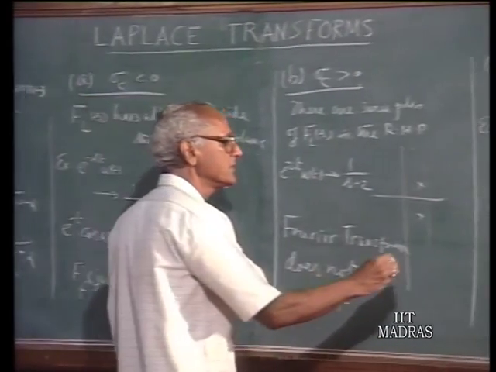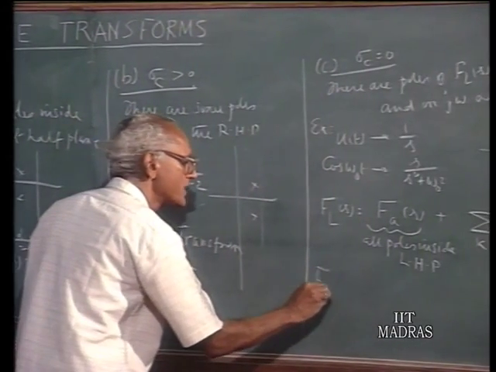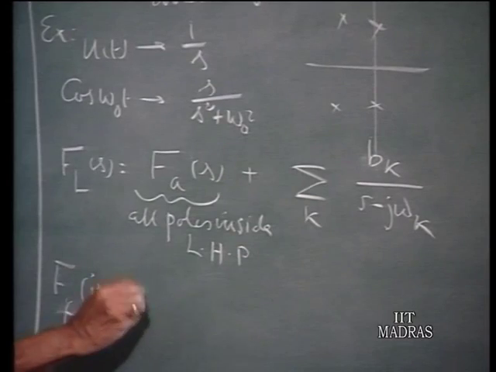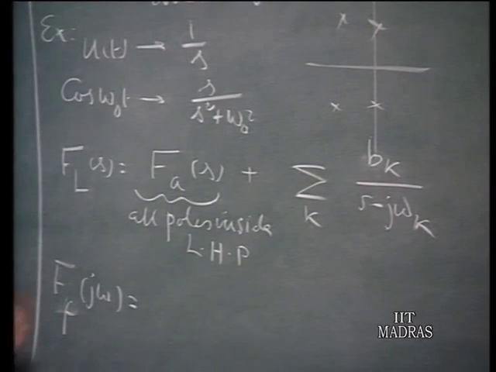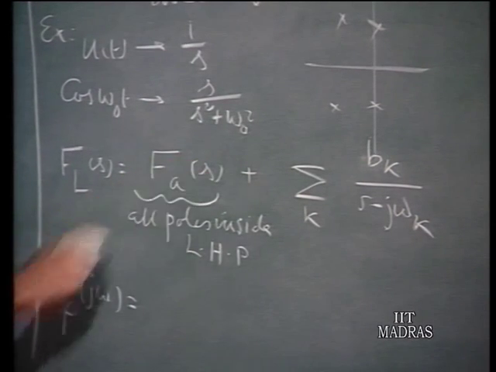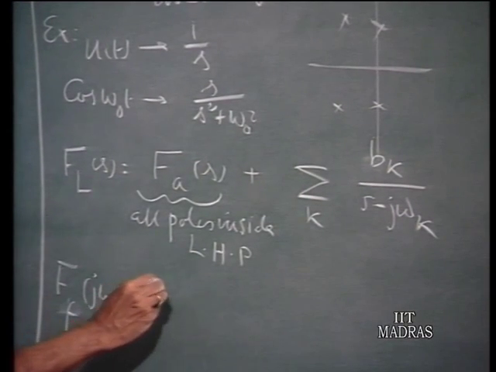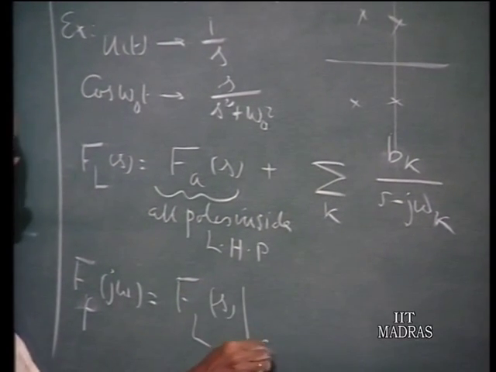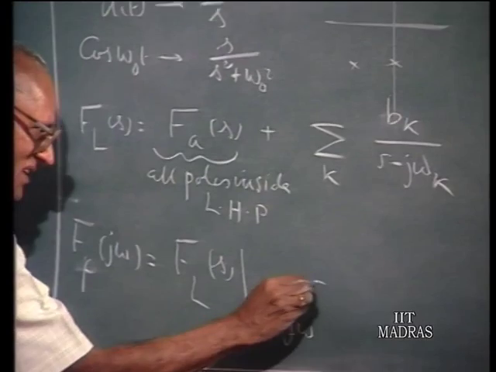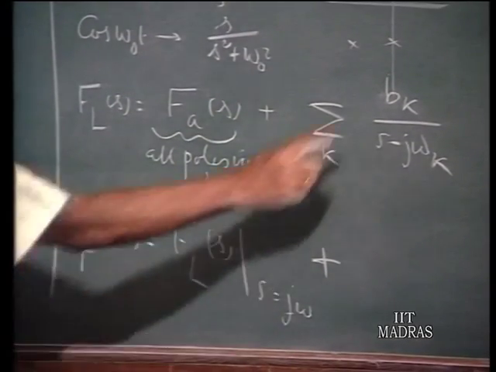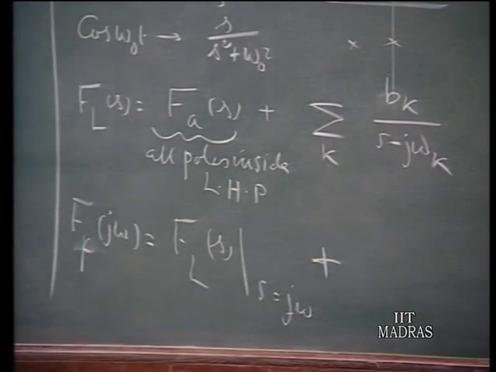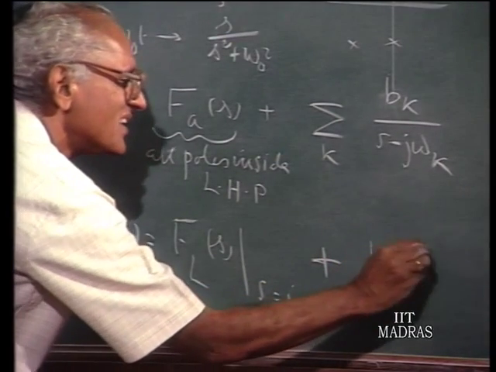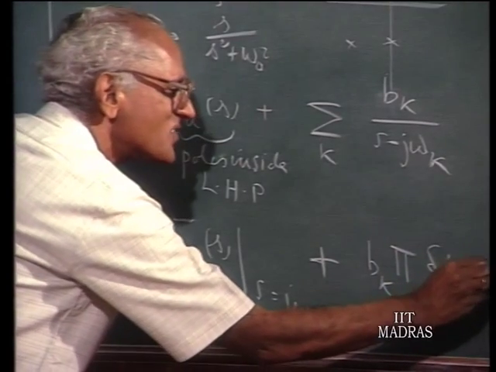In such a situation, it can be easily visualized that the Fourier transform of this will turn out to be, by substituting j omega for s, F L of s at s equal to j omega, plus corresponding to each one of these poles on the imaginary axis, you have b k pi delta omega minus omega k.